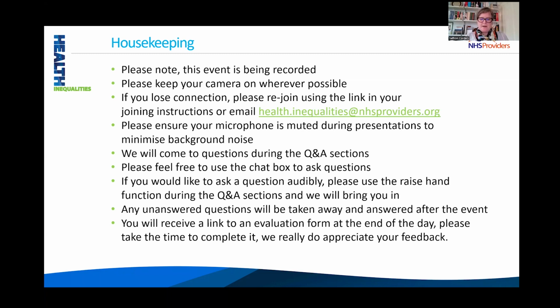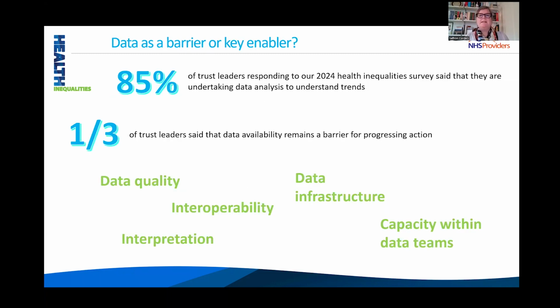In the next couple of slides, I'm just going to take you through some of our survey findings on health inequalities, just to provide a bit of context.